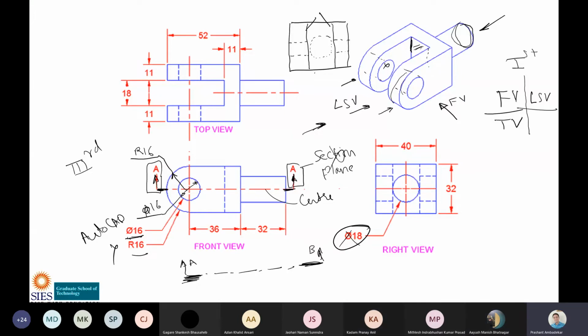Okay, I got one more thing to tell you here. See, there are two dimensions here. This is 52 and this is 11. Can you see these two dimensions, 52 and 11? Now this dimension 11 is given here and it is not given here. It could have been given here also, but it is not. The reason is, this is a hidden line. Hidden line is not used for dimensioning. If the dimension is given here as 11, then it will be with respect to this hidden line. So it is given here.